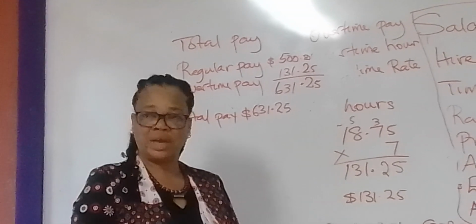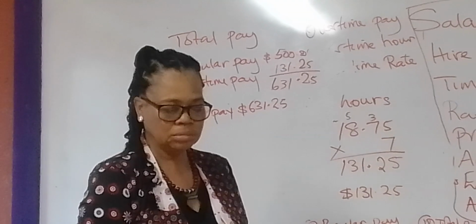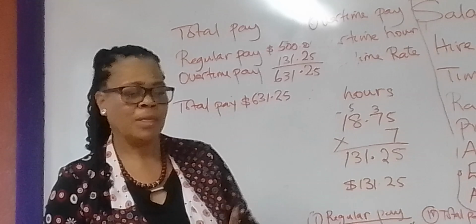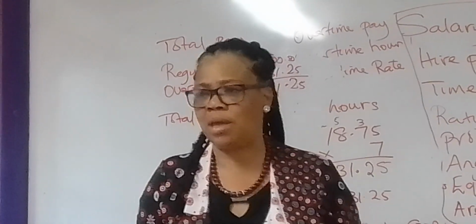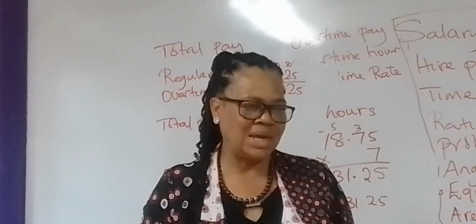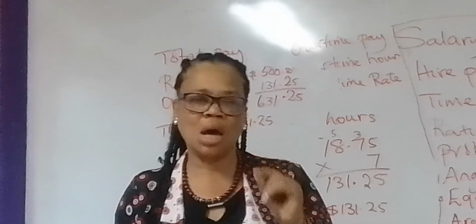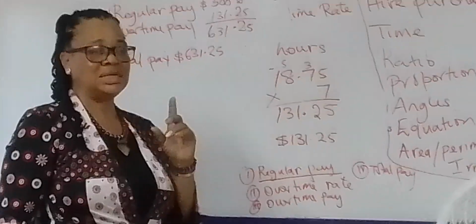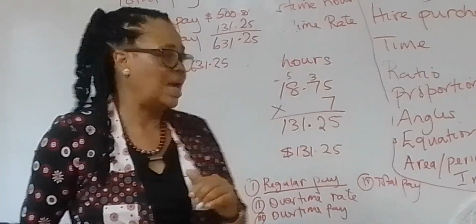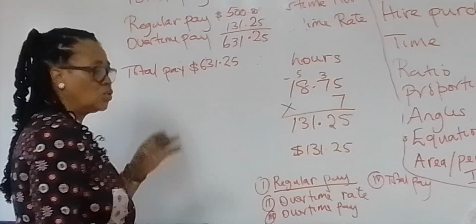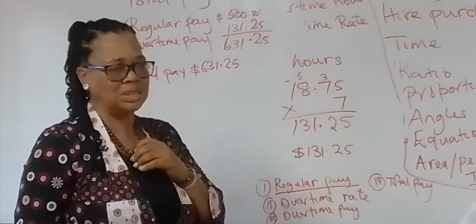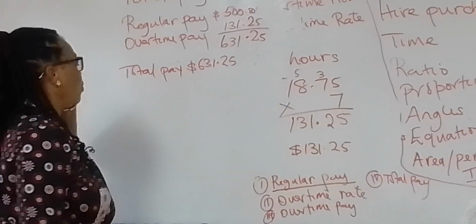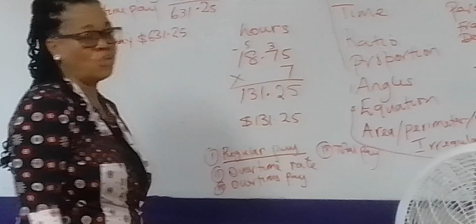So let's just quickly go over what we had to learn. We had to learn how to calculate regular pay. How do I calculate regular pay? Regular rate times regular hours. In this case, his regular hours were 40 hours and his regular rate was $12.50. $12.50 times 40 and we got his regular pay.